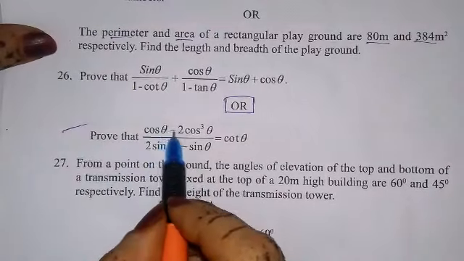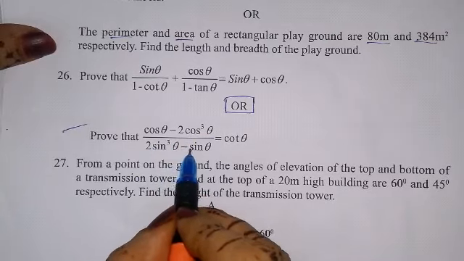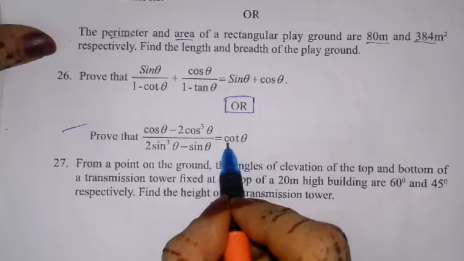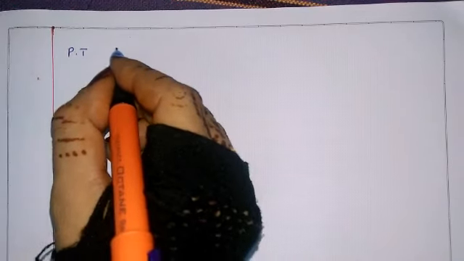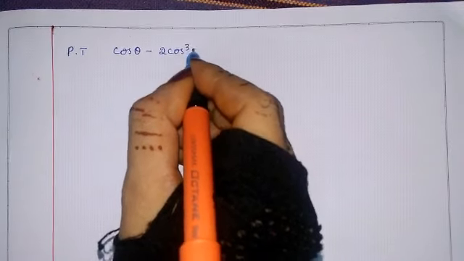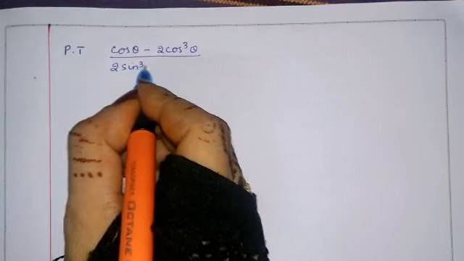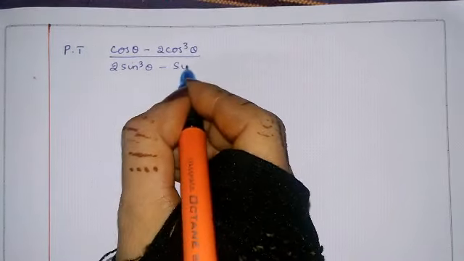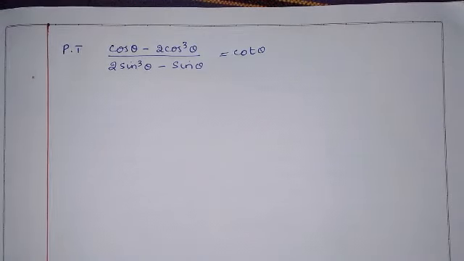Prove that (cos theta minus 2 cos cube theta) upon (2 sin cube theta minus sin theta) is equals to cot theta. Like we should bring the answer cot theta by solving this.